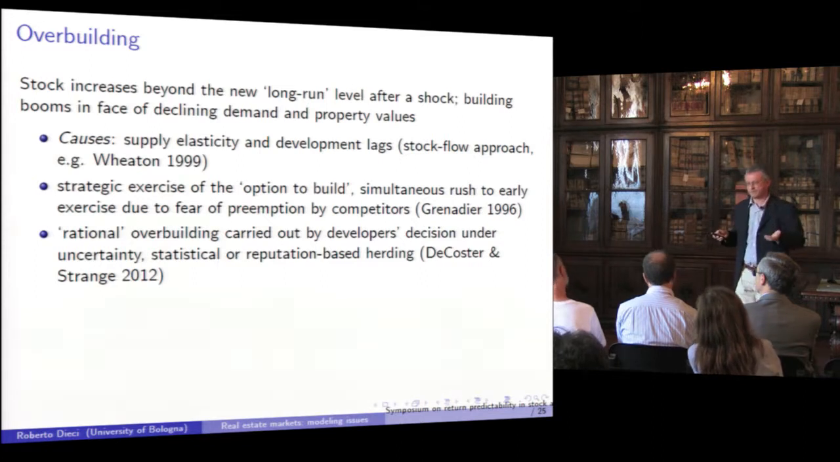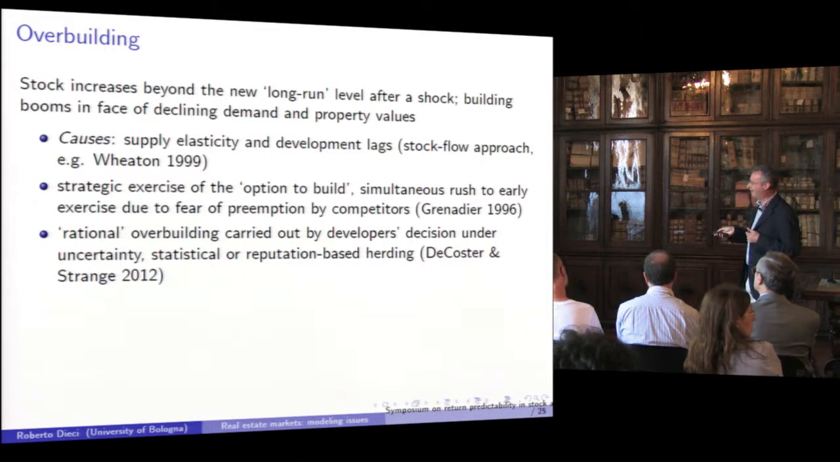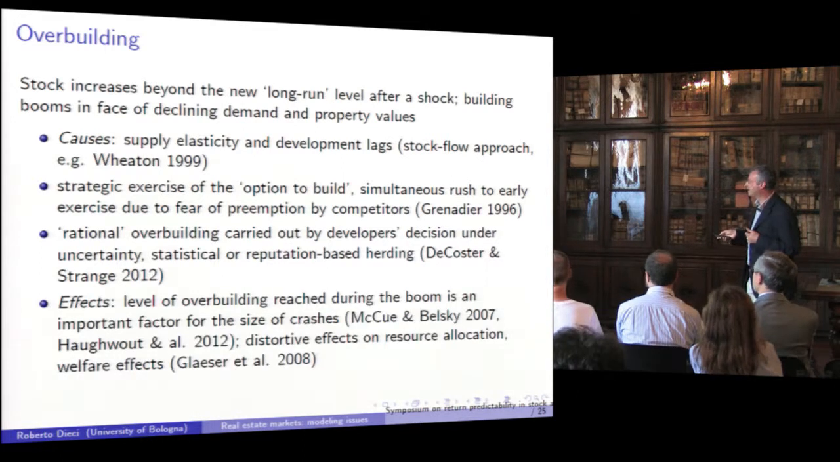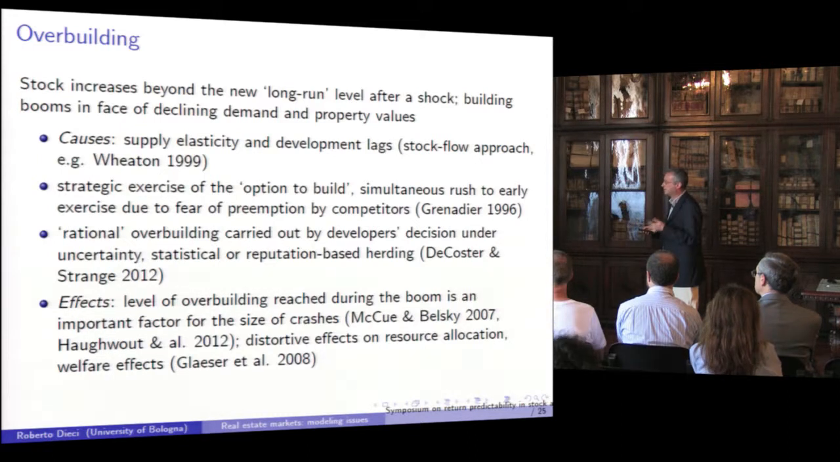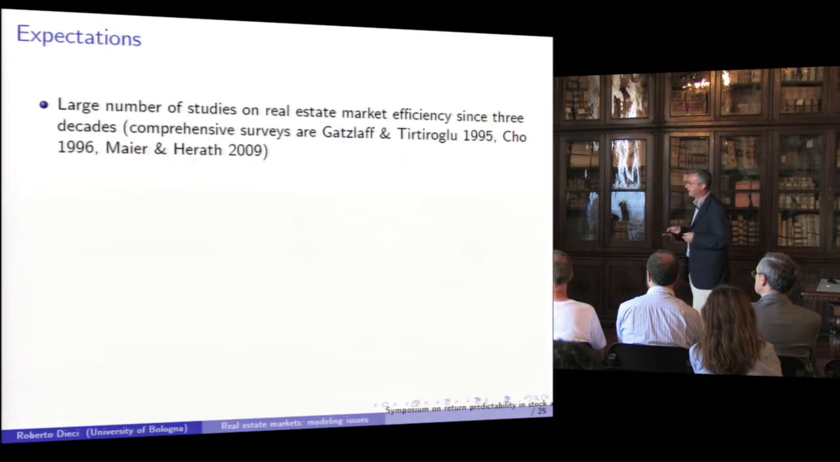Stock continues to grow in the face of declining prices and declining demand. Probably the reason is a mix of many factors. The effects, of course, there is some literature pointing out that the level of overbuilding reached during the boom is an important factor for the size of crashes. There is some empirical work in this direction. And of course, there are also distortive effects on resource allocation, welfare effects, as pointed out by Glaeser and others.